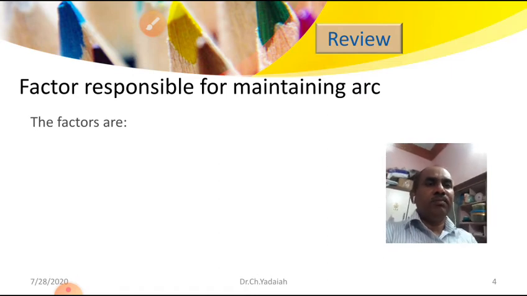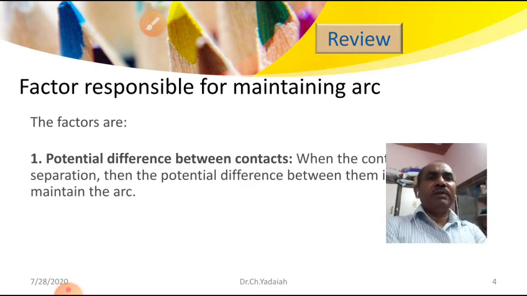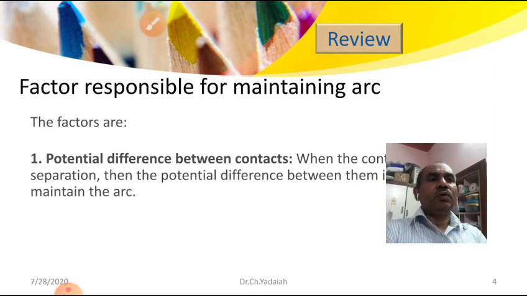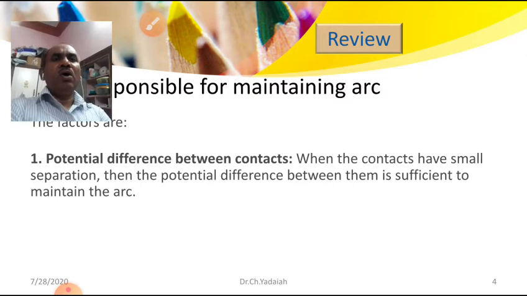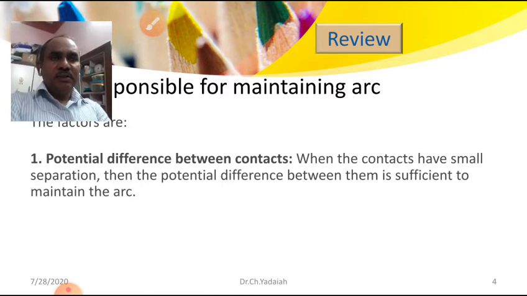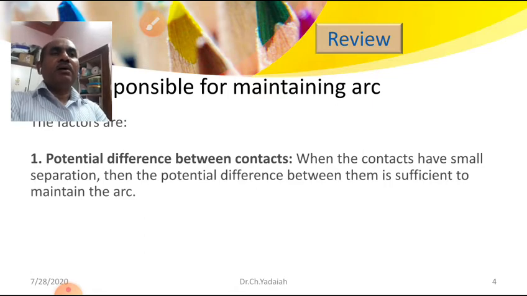The factors are mainly the potential difference between the contacts. When the contacts have a small separation, the potential difference between them is sufficient to maintain the arc, because that voltage is very high. That voltage will break down the dielectric strength of the media between the two electrodes. Once the dielectric strength is broken, it acts as a conductor. Then what is the next one?